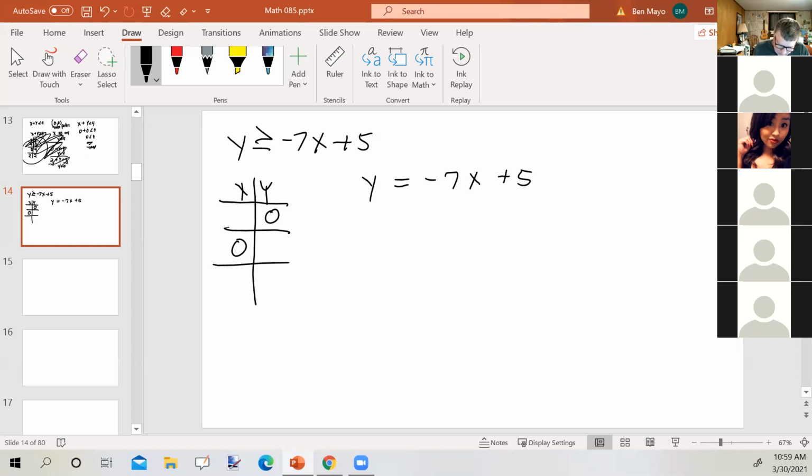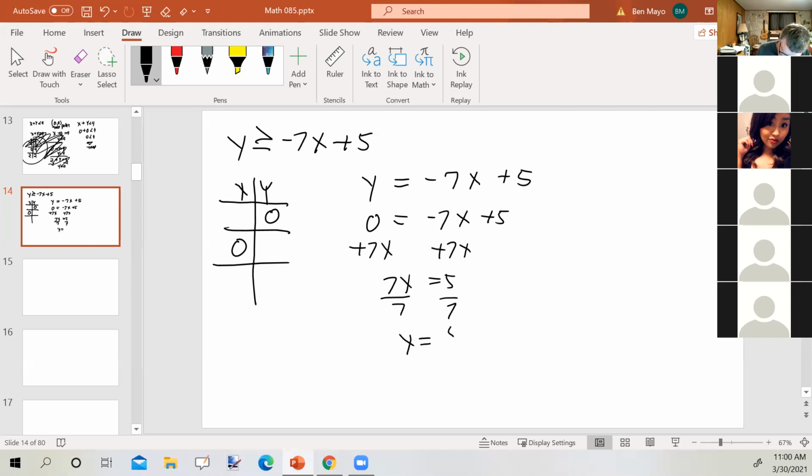Okay, so if y is 0, we get 0 equals negative 7x plus 5. We'll add 7x to both sides. 7x equals 5. We'll divide by 7, and x equals 5/7. Okay.